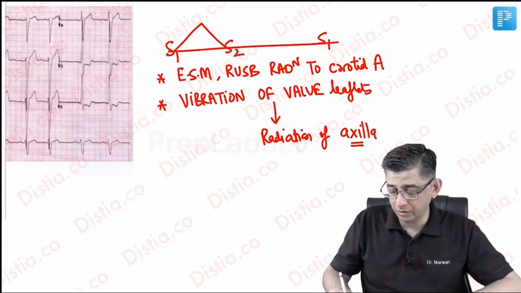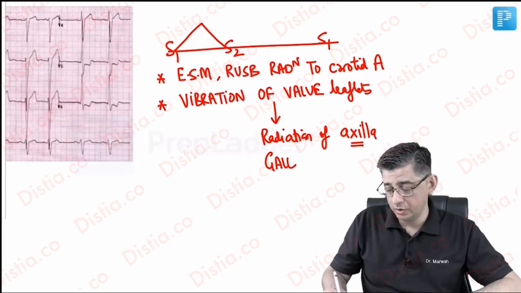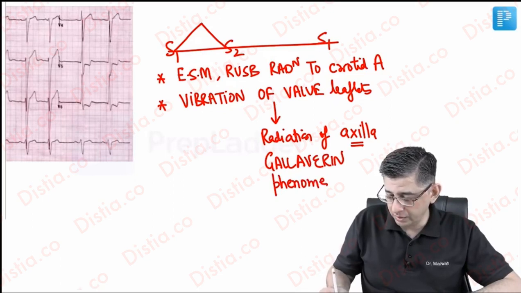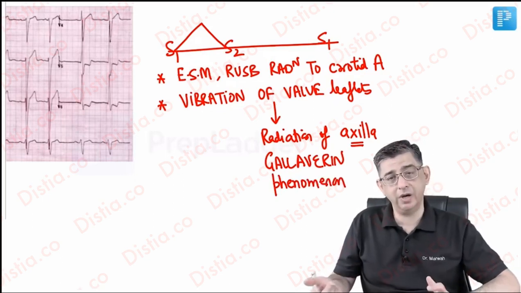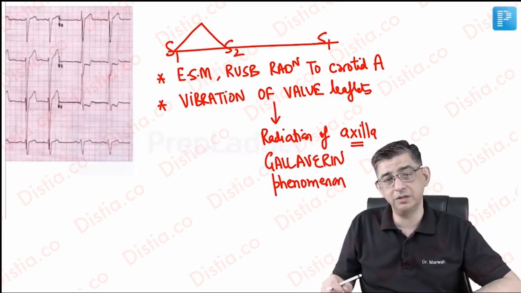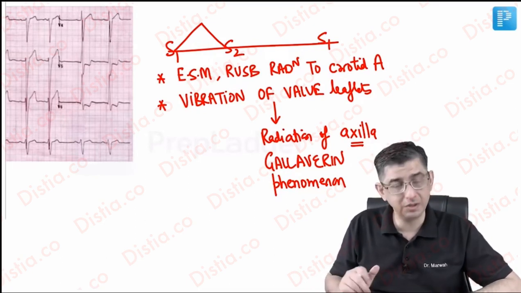But still, because this is a point which can cause confusion for a doctor, they have marked it in the book as Gallavardin phenomenon. The message is Gallavardin phenomenon. The sound which is radiating to the axilla could be either due to aortic stenosis or due to mitral regurgitation. But here it is the vibration of the valve cusps which is contributing to this.